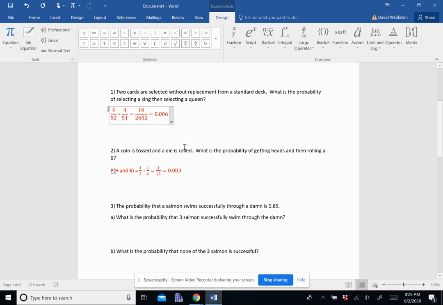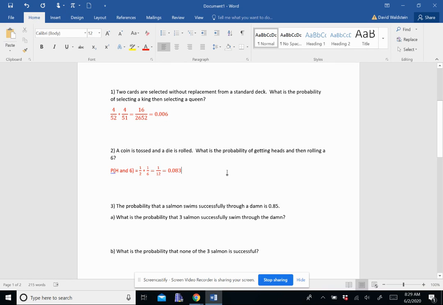Zero in there, so we'll mess that up. All right, so this is an example of independent events.